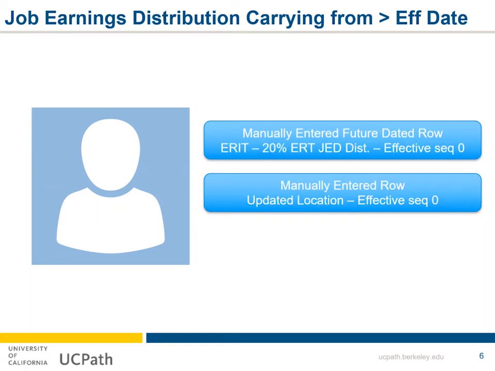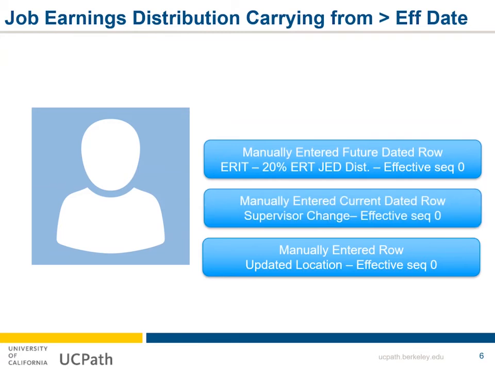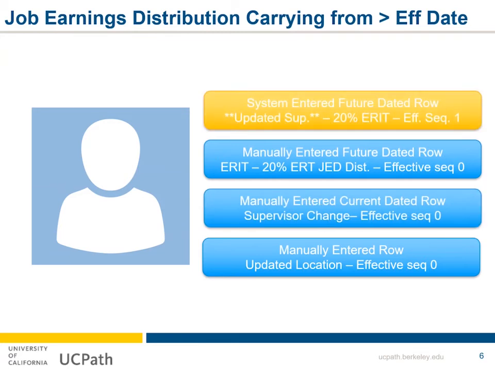This is also true if the most future dated row has a JED distribution, but the current distribution is 100% regular pay. If a transaction is entered for the current date, the JED distribution will automatically be applied from that future dated row.